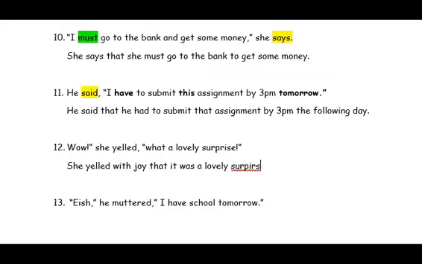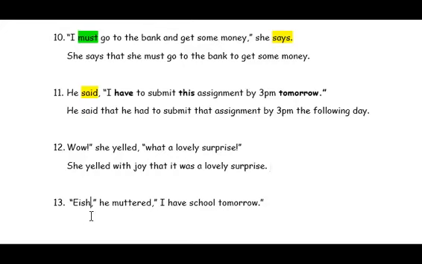that it was a lovely surprise. Remember, these kinds of sentences need to make sense, right? It needs to make sense when you're changing it into indirect speech. If we said, she yelled with joy, what a lovely surprise, that doesn't make sense. What you relate has to make sense, because you need to give someone a message about what someone else said, sticking to the integrity of that message, right? That means that you don't change the intention or the message of that person's words.